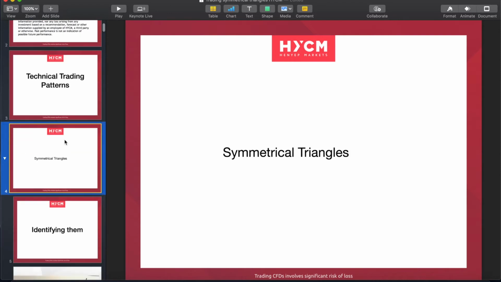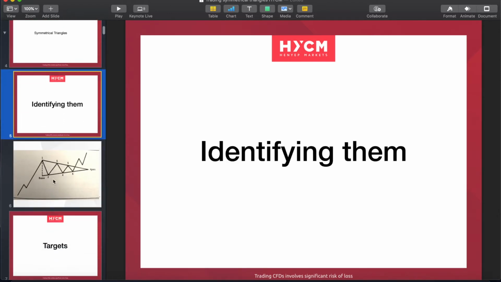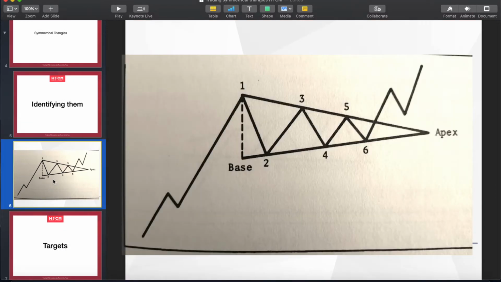Now, the symmetrical triangle, first of all, we want to look at identifying them. Identifying a symmetrical triangle is relatively straightforward. Another word for the symmetrical triangle is the coil, because you see price coiling down, and like a coil, when you press a coil down, it then springs up. So typically, when you see this coiling action, you tend to see explosive price action if and when it breaks.